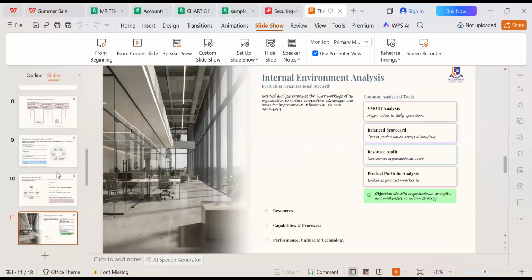And also, while we leverage PESTLE analysis to analyze our external environment, we also need to have an internal environment analysis. So the internal, how is the present process being done? We need to evaluate the strength. We need to ensure that we understand what the strength of the organization is.